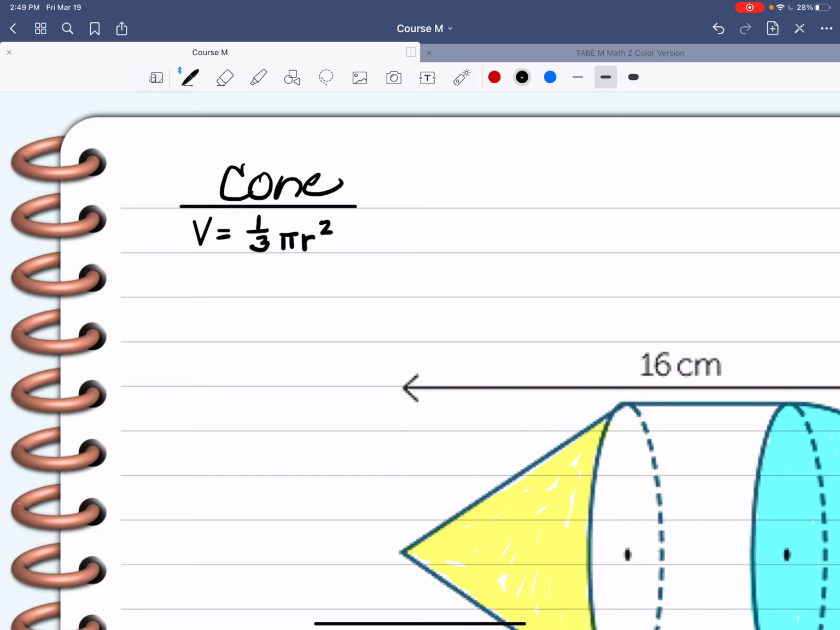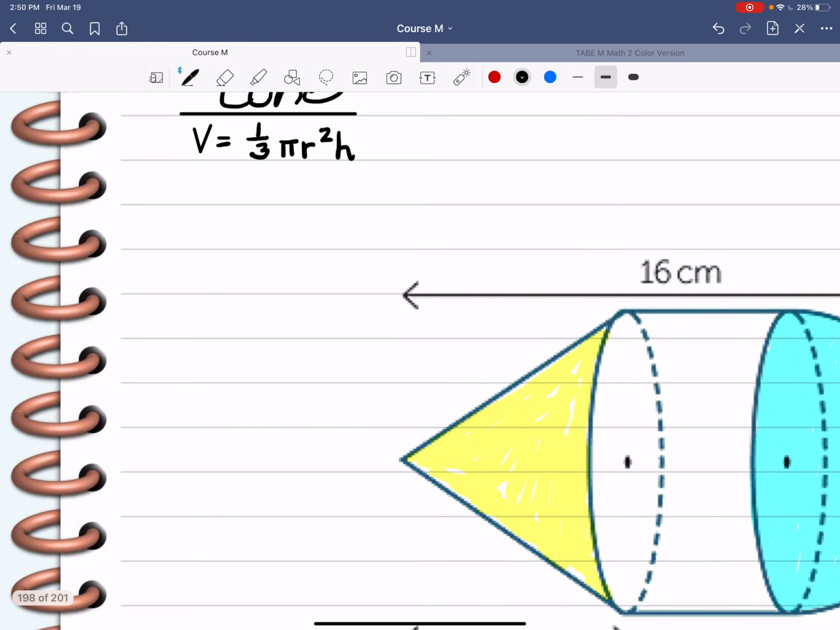Let me double check that. I know we did a page of those, but let me just Google. I don't use these every day, and it's the exponent. I can never remember if it's a 2 or a 3. So I'm looking for, it is the squared. But we also have a height with a 3-dimensional shape. Okay, so let's take a look here at our cone. The height of the cone is going to be from here to here.